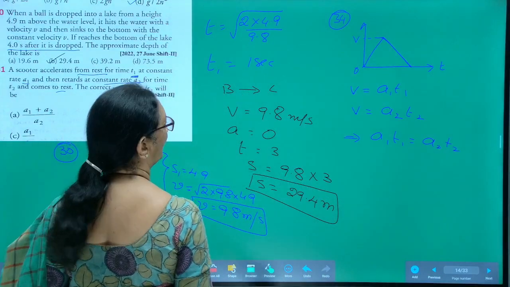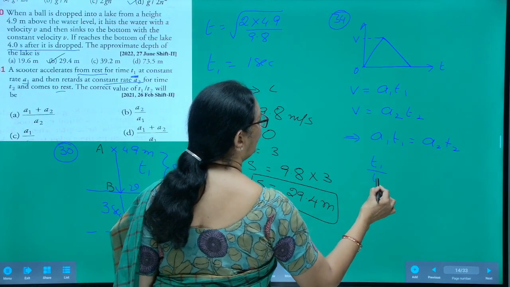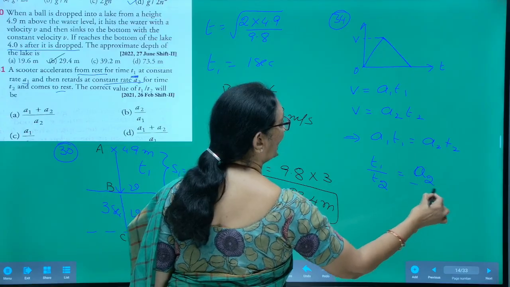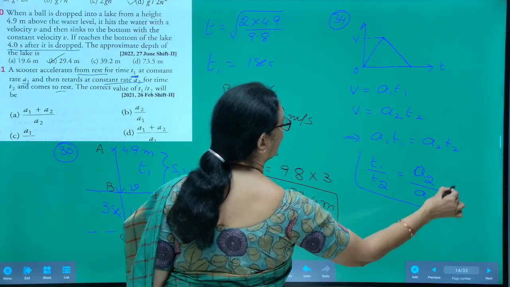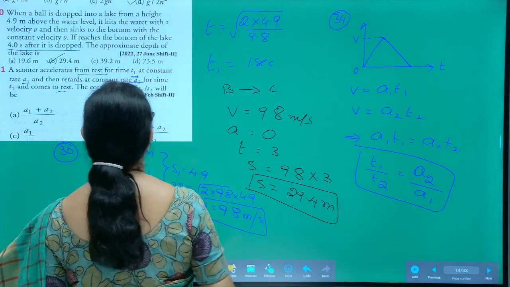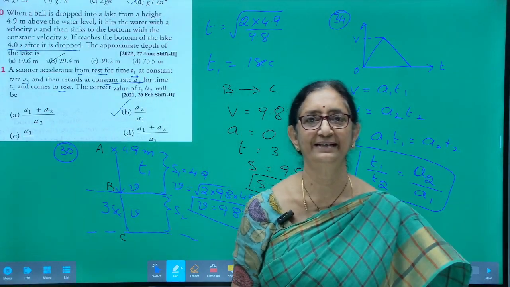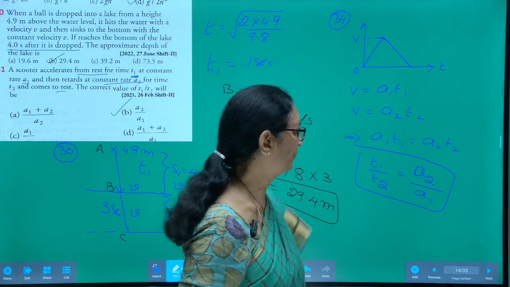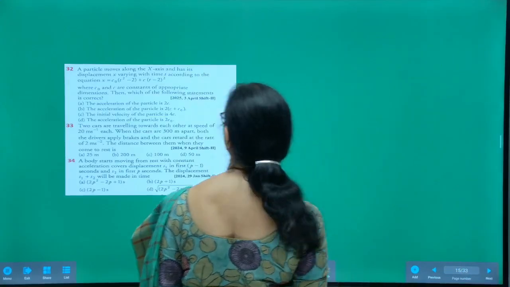What is asked in the problem? t1 by t2, that is equal to a2 by a1. That is the answer. So option B is the correct answer for that problem. Okay, let's move on to the next problem.